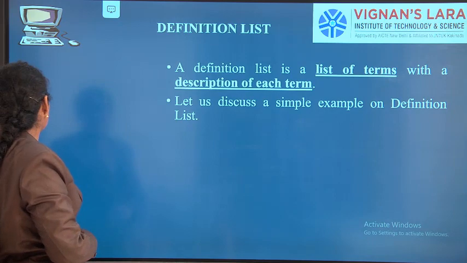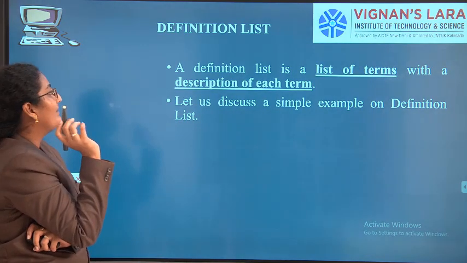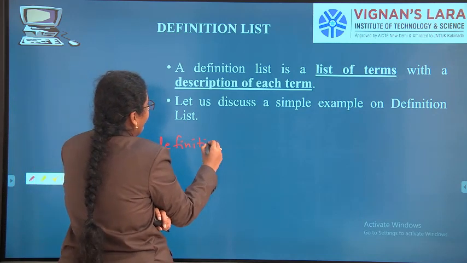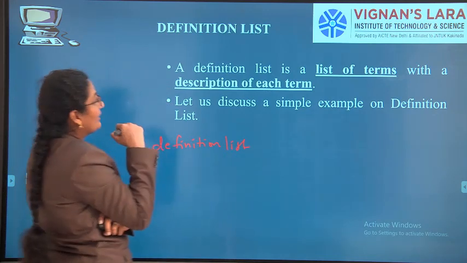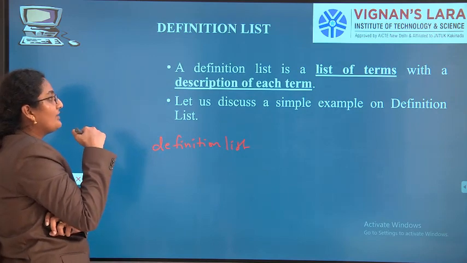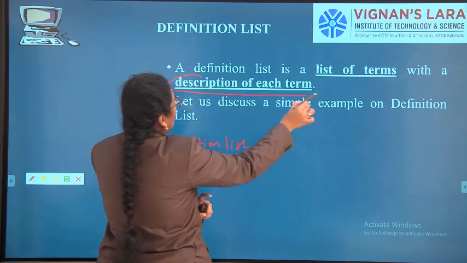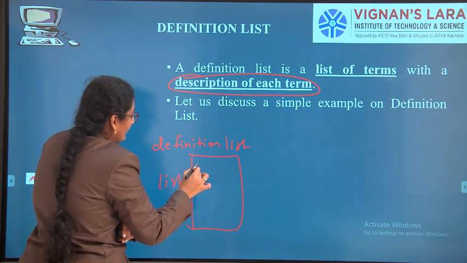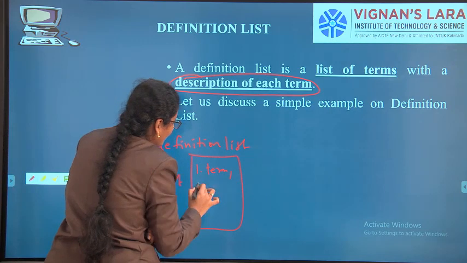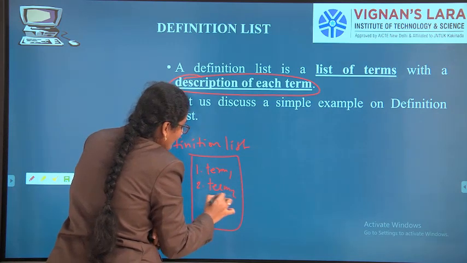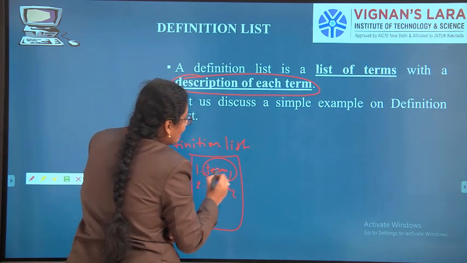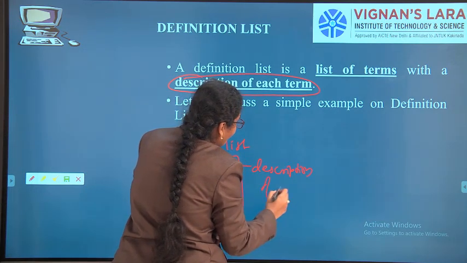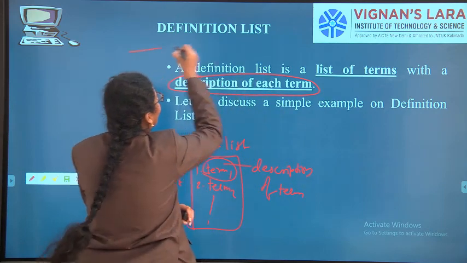Now let us discuss definition list, very important. What is a definition list? It is a list of terms with a description of each of them. We will have a list. This list will have term 1, term 2 and so on, and the description of each term is what the definition list holds.